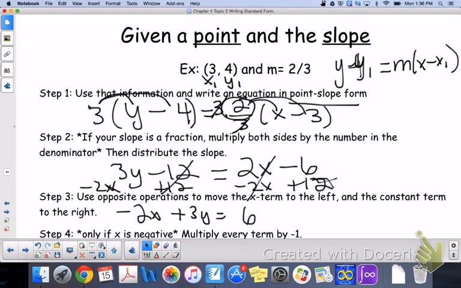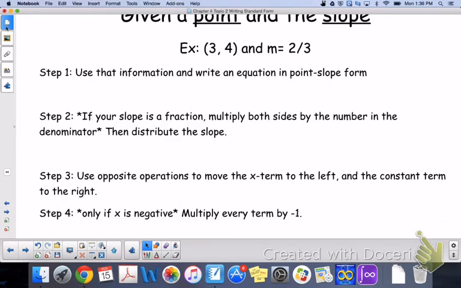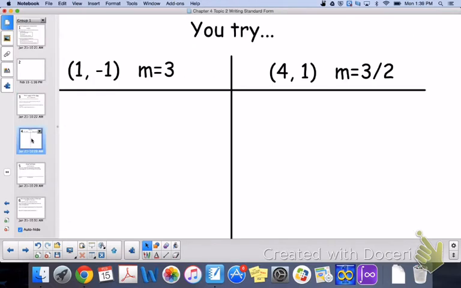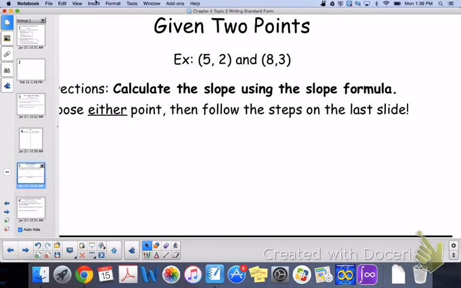If x is negative, you multiply every term by negative 1, because remember in the last slide, the x term has to be positive. So now we're going to multiply everything by negative 1. That becomes positive 2x, negative 3y equals negative 6. And there you go. That's standard form. There are no fractions. X and y are on the same side, and the x term is positive. Okay, so next, you have some tries, so go ahead, pause the video and do those, and then unpause it, and we go on to the next slide.